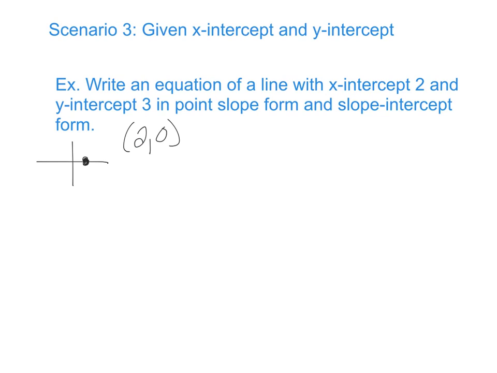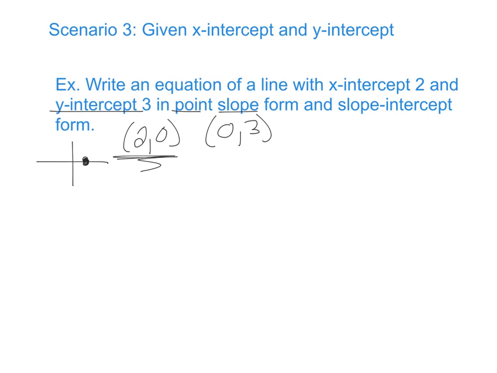And if you have a y-intercept, like in our situation here, y-intercept of 3, then we would be at 3 on the y, but 0 on the x. I shouldn't say nowhere on the x, we're at 0 on the x, sorry about that. Okay, and so we're going to write this both in point slope form and slope intercept form. Well, for point slope form, I need a point. I have one. I'll pick 2, 0.